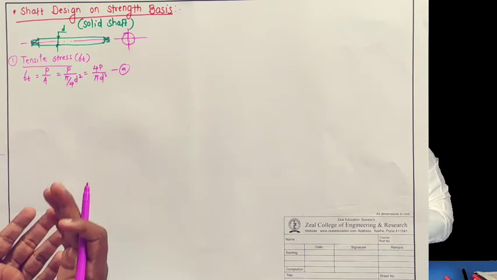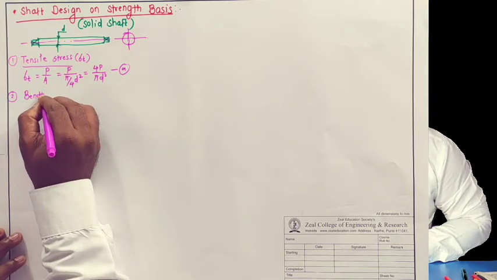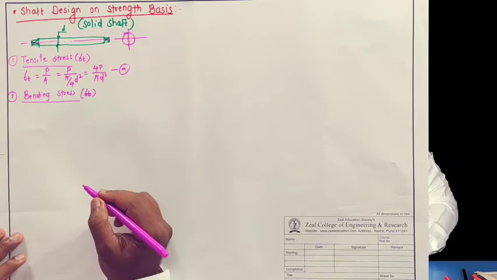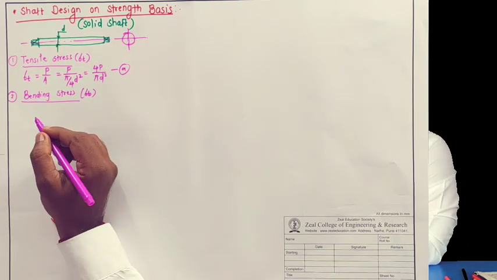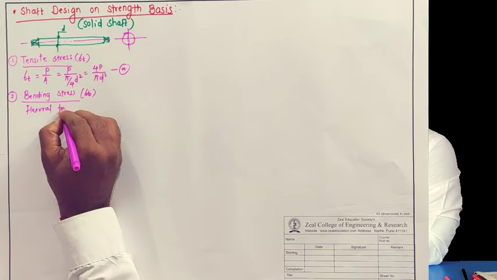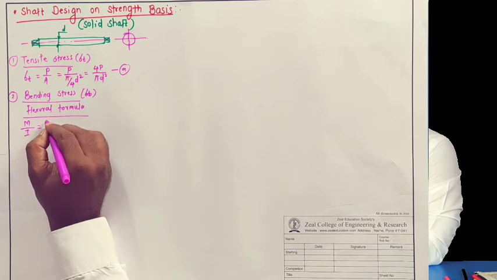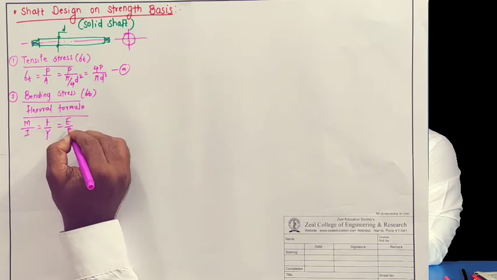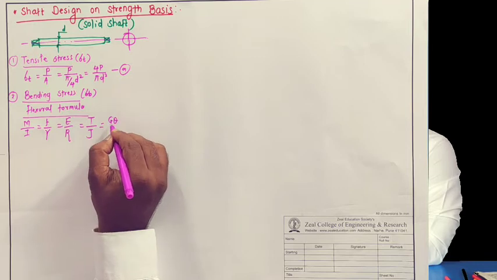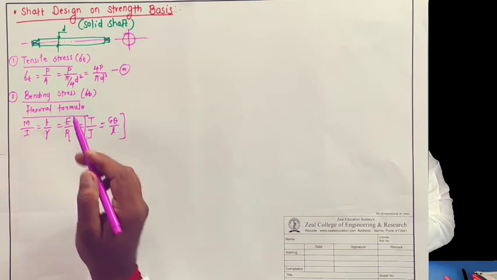Now we'll see bending, because there might be chances of bending. So the second is bending stress, with notation sigma B. In case of bending, we know the flexural formula, that is M by I equals F by Y equals E by R equals T by J, and again T by J equals G theta by L. So likewise, these are the terms in the flexural formula. I hope you have learned this.